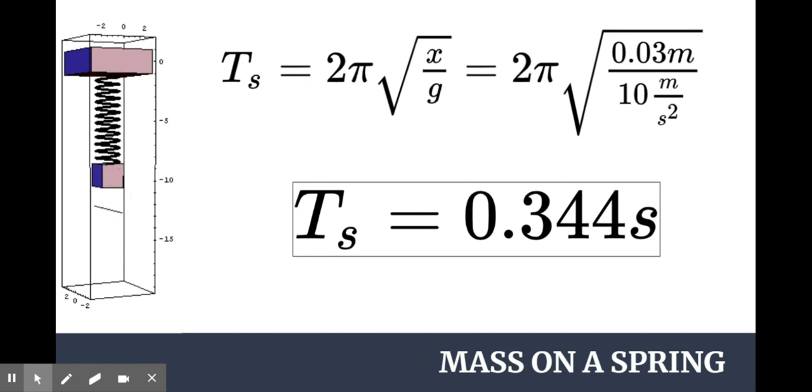All right. Once you input your numbers, you're going to get a period of 0.344 seconds. All right. If you use 9.8 meters per second squared, you're going to get 0.348 seconds, right around there.